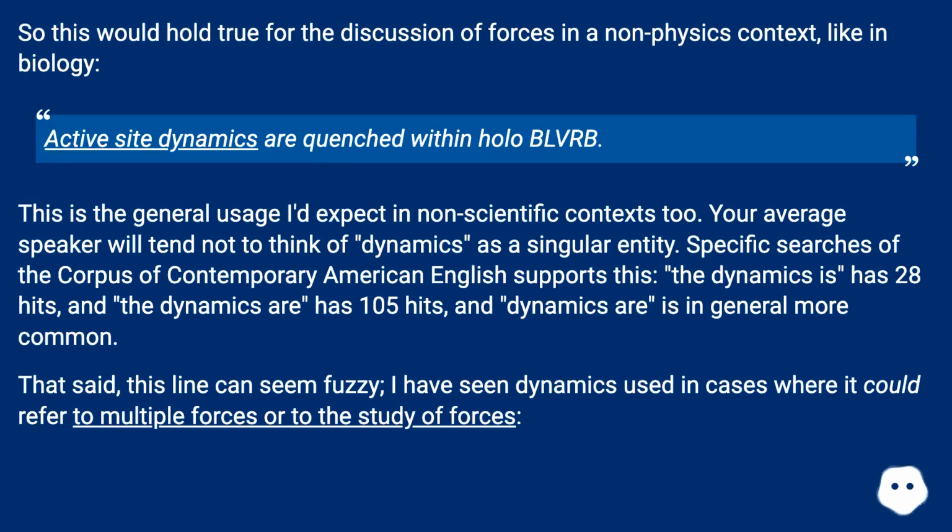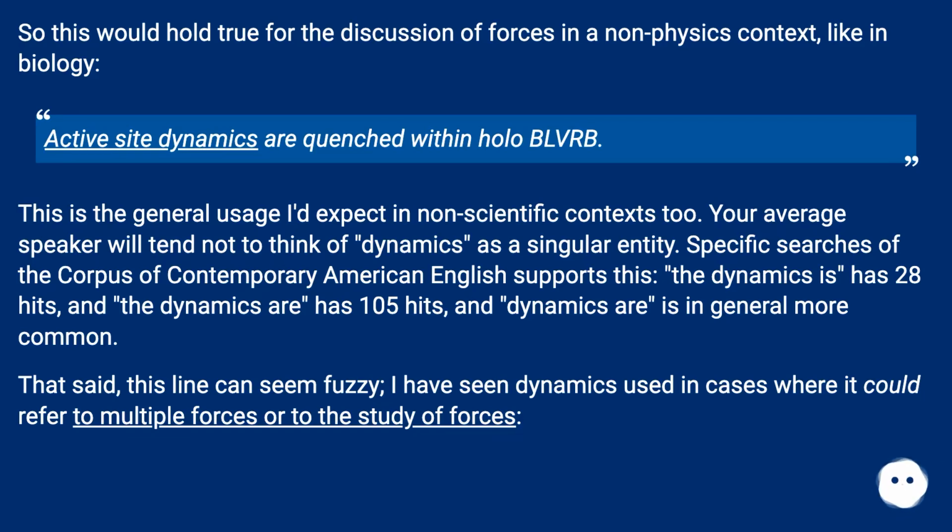So this would hold true for the discussion of forces in a non-physics context, like in biology. "Active site dynamics are quenched within holo BLVRB." This is the general usage I'd expect in non-scientific contexts too. Your average speaker will tend not to think of dynamics as a singular entity. Specific searches of the Corpus of Contemporary American English support this. "The dynamics is" has 28 hits, and "the dynamics are" has 105 hits, and "dynamics are" is in general more common.